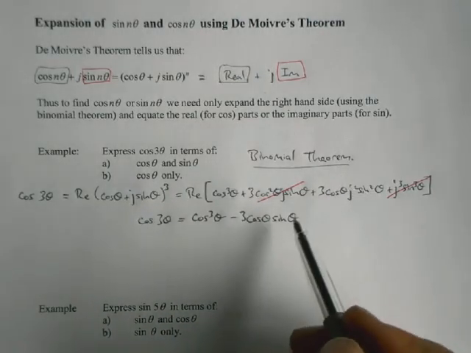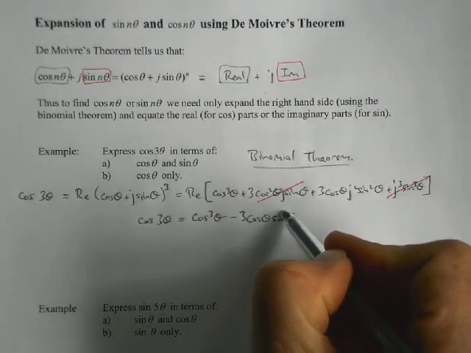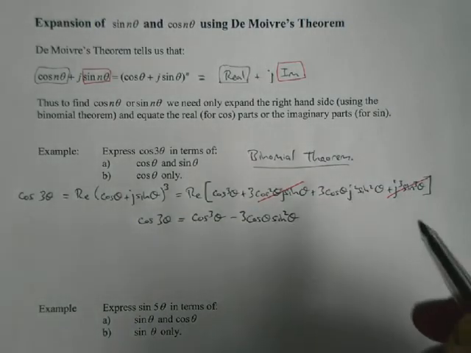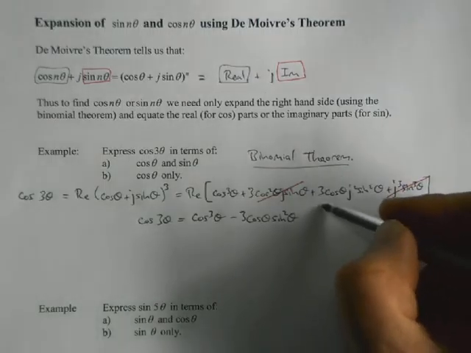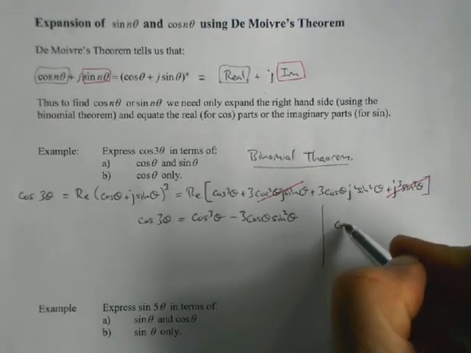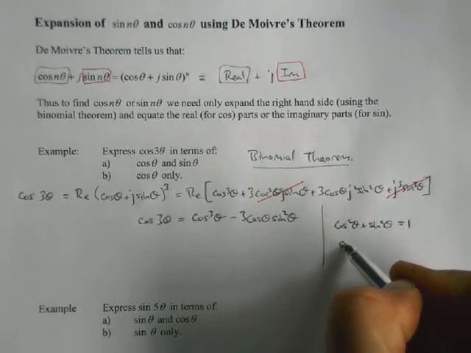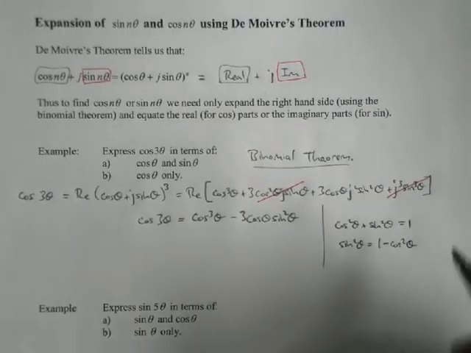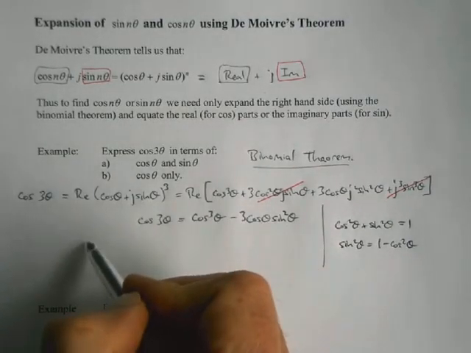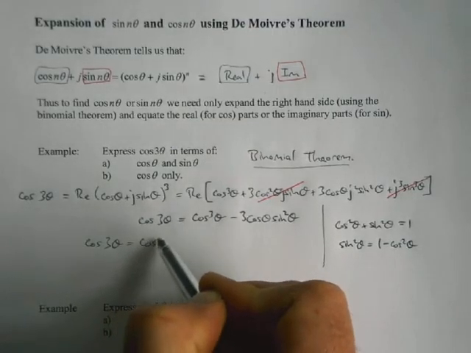Okay, so that's part A done. Part B, if we want this in terms of cos theta only, then somewhere along the line I've got to get rid of the sine, which gives me a mistake I've made, haven't I? That should be sine squared. There's a relationship which you should have seen somewhere in the past, which tells you that cos squared theta plus sine squared theta equals 1. So if I rearrange that, sine squared theta is 1 minus cos squared theta. And I can just substitute that into here.